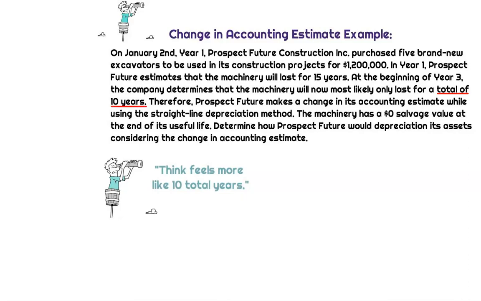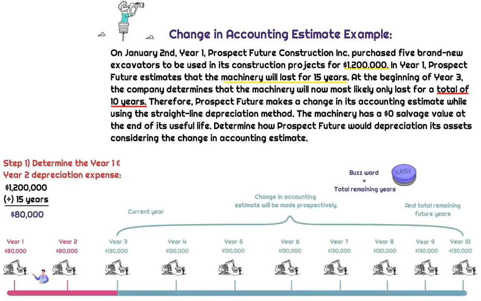Therefore, Prospect Future makes a change in its accounting estimate while using a straight line depreciation method. The machinery has a $0 salvage value at the end of its useful life. We're going to determine how Prospect Future would depreciate its assets considering the change in accounting estimate. Taking a step back, we purchased this at $1.2 million, and we think these assets are going to last for 15 years. So in year 1, the depreciation expense is going to be $80,000. In year 2, another $80,000 is going to be the depreciation expense. We're taking $1.2 million and dividing it by 15 years.